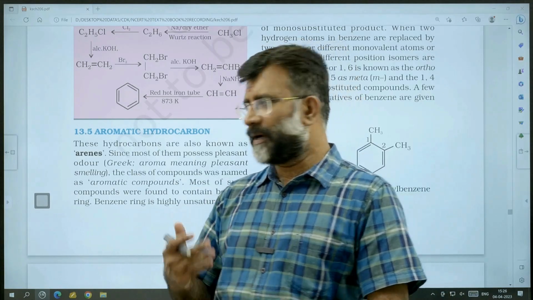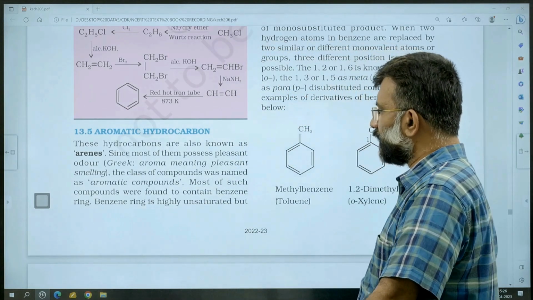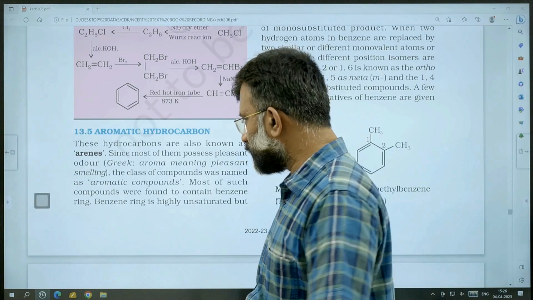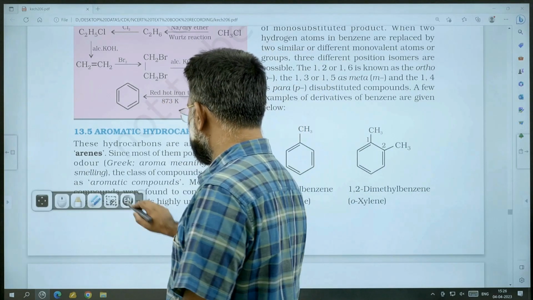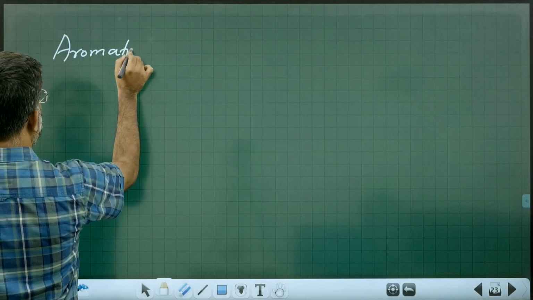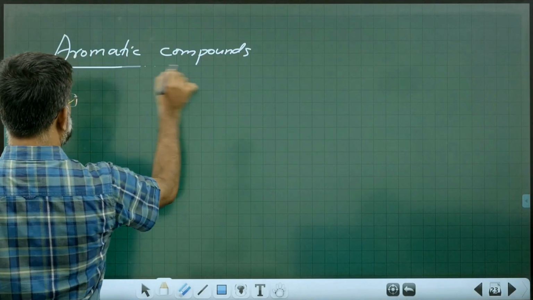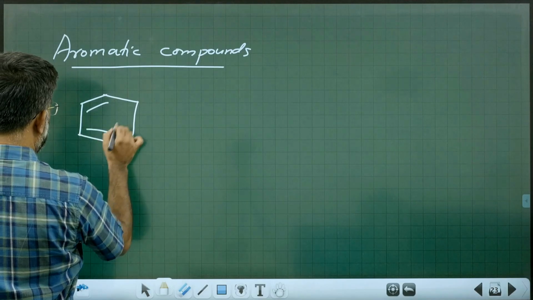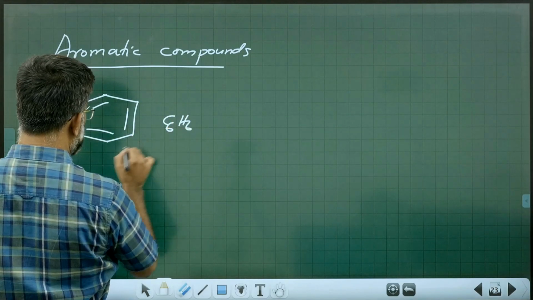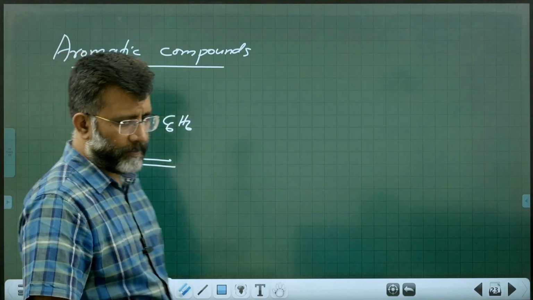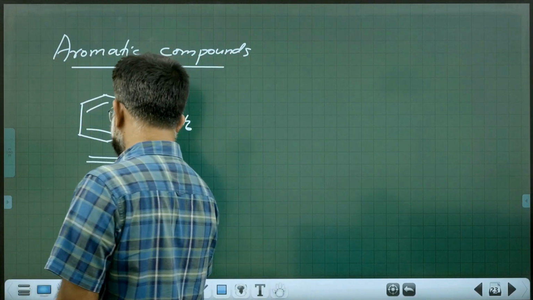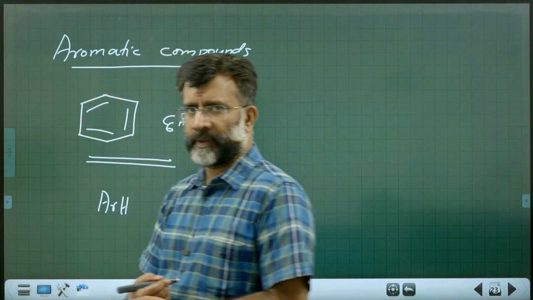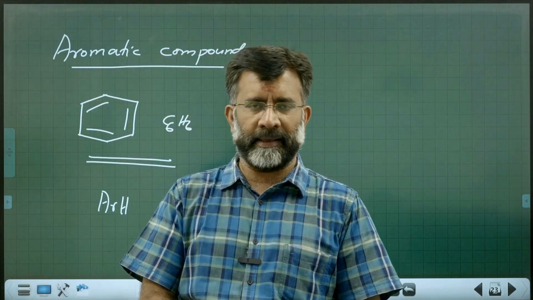next is aromatic hydrocarbons. Aromatic hydrocarbons are also called arenes, right? Benzene and related compounds, that is the next topic. The basic popular compound, as all of you know, is benzene. Benzene is the fundamental, most popular system, C6H6, an aromatic compound. We represent it as ArH, or it is represented as PhH, like that, right? Phenyl ring, benzene ring, Ar aryl ring, like that.